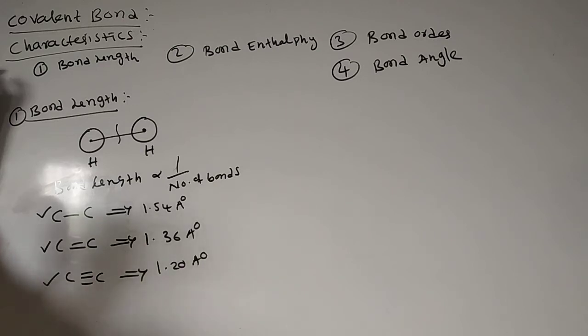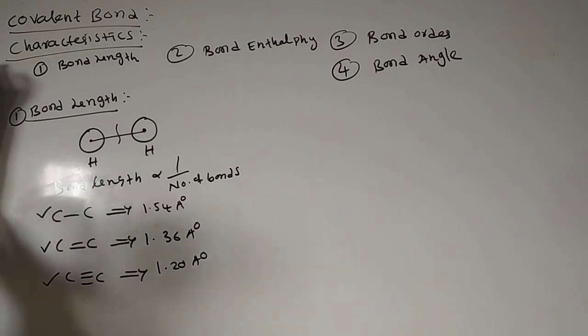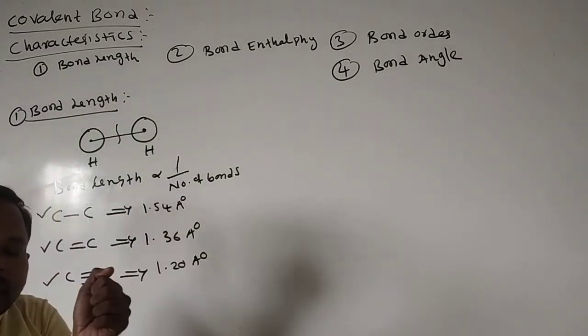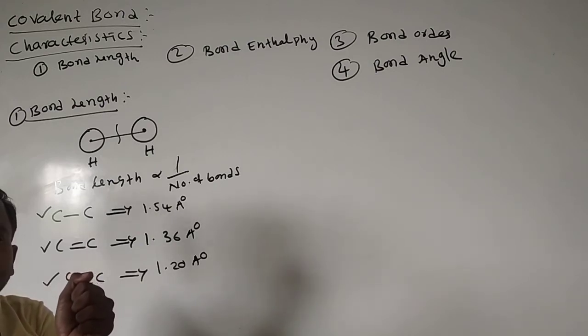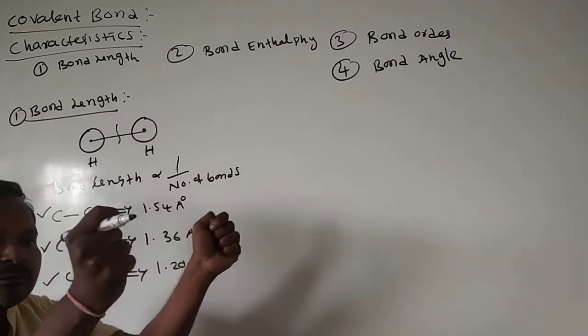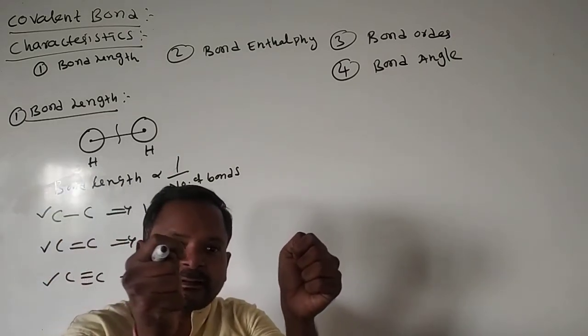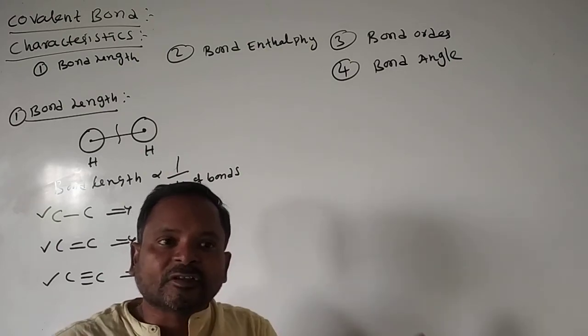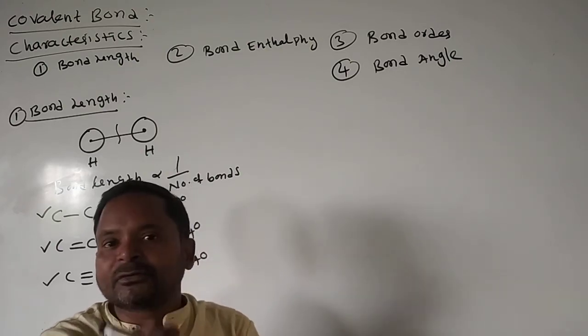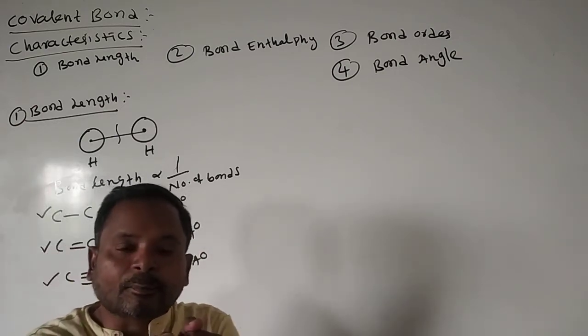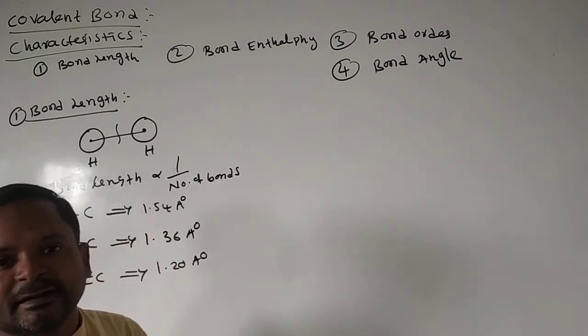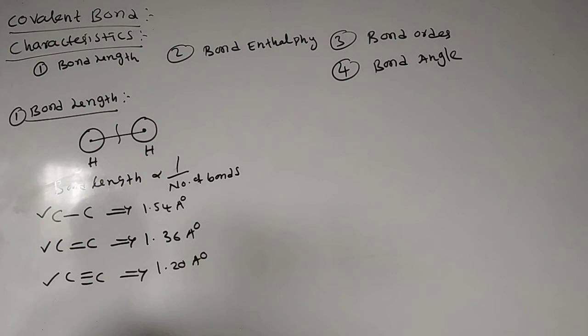Why does bond length decrease? By increasing the number of bonds, the attraction forces between two atoms increase, so the electronegativity between two atoms increases and the atoms come near. Like this, there is a single bond, a double bond, and a triple bond. Due to the increased attraction, the atoms come near to each other, so bond length gradually decreases as the number of bonds between the two carbon atoms increases. This is about the bond length.